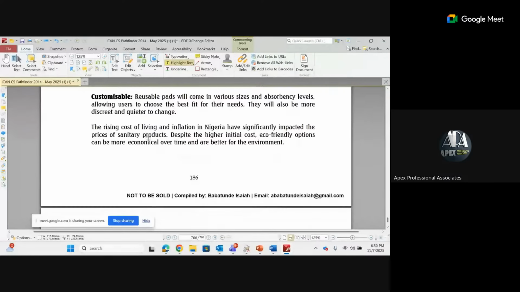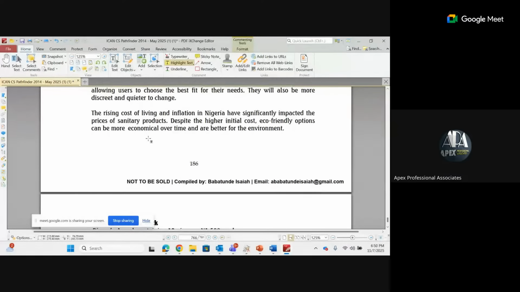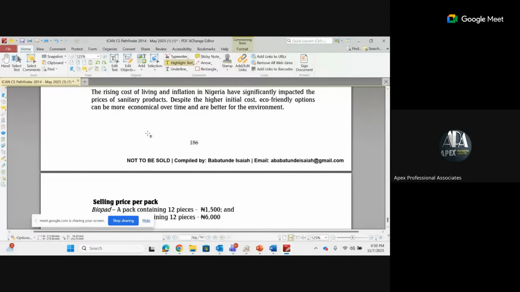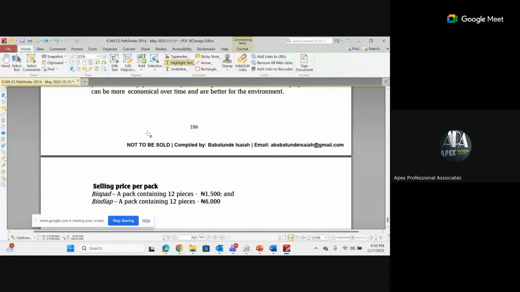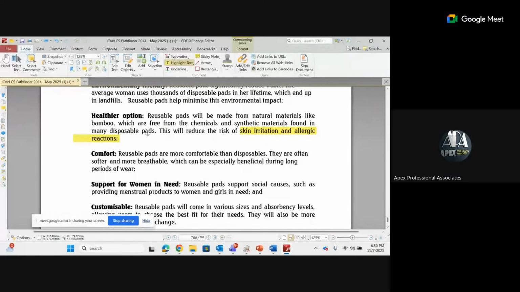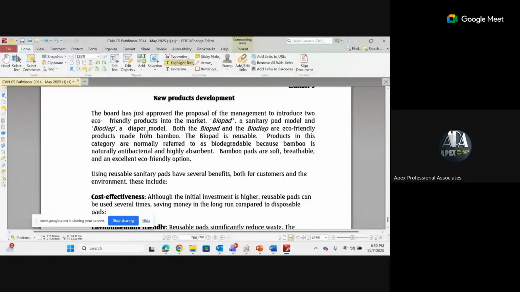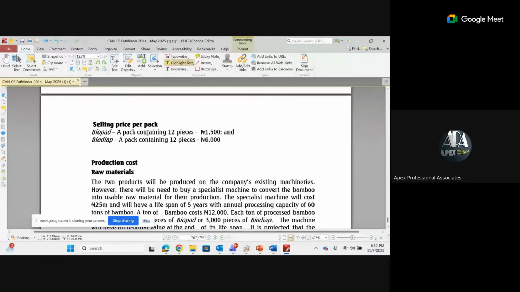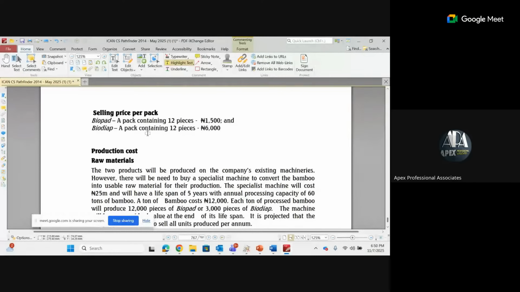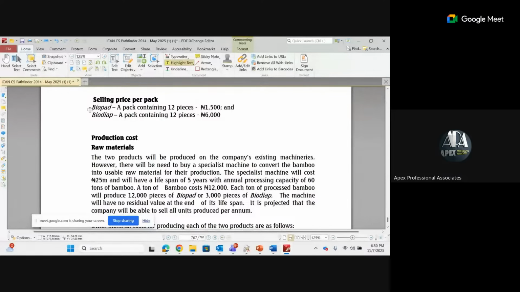The rising costs of living and inflation in Nigeria significantly impacted the prices of sanitary pads, despite higher initial costs. Eco-friendly options can be more economical over time and are better for the environment. So that one is just telling you about the qualitative information about the introduction of those products. Now let's go to the quantitative part, the numbers, the data, selling price per pack. These are data provided by the marketing team.